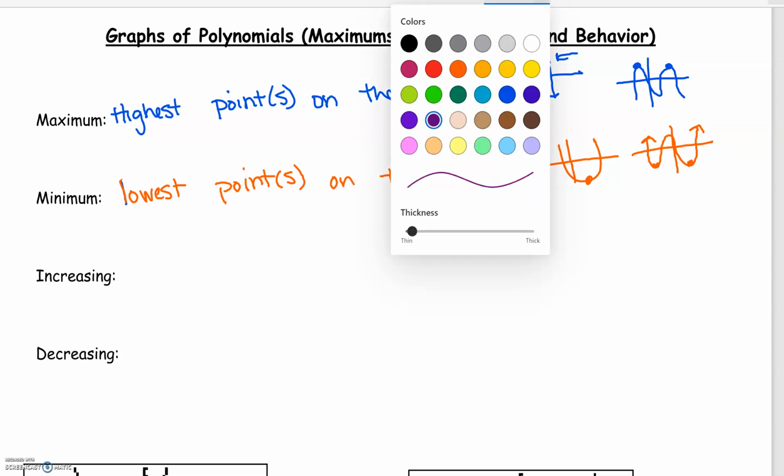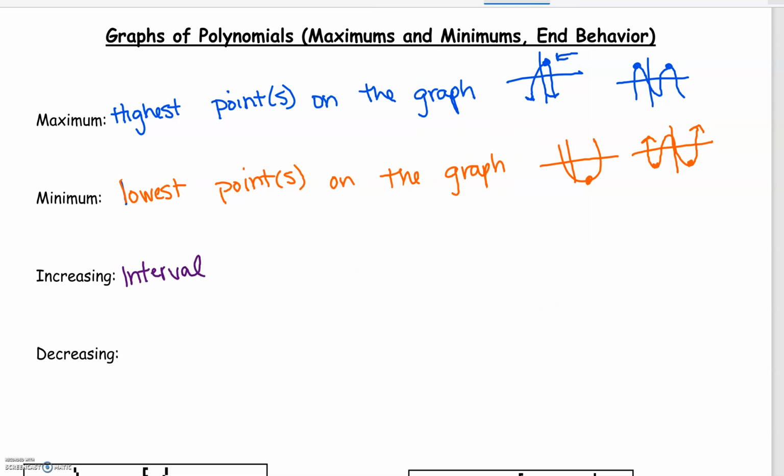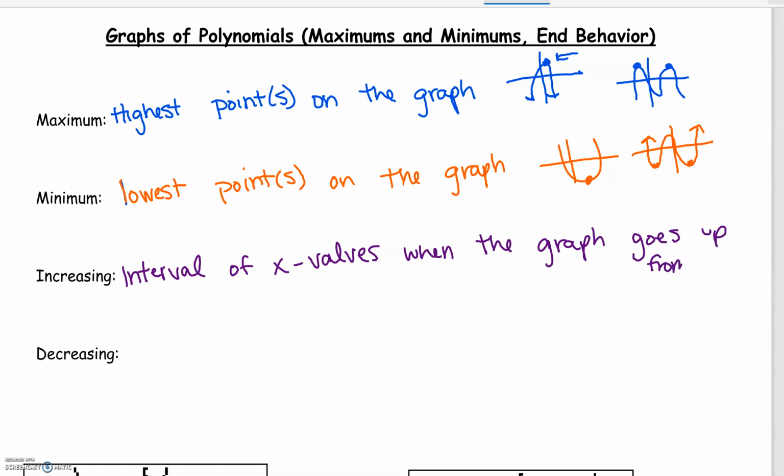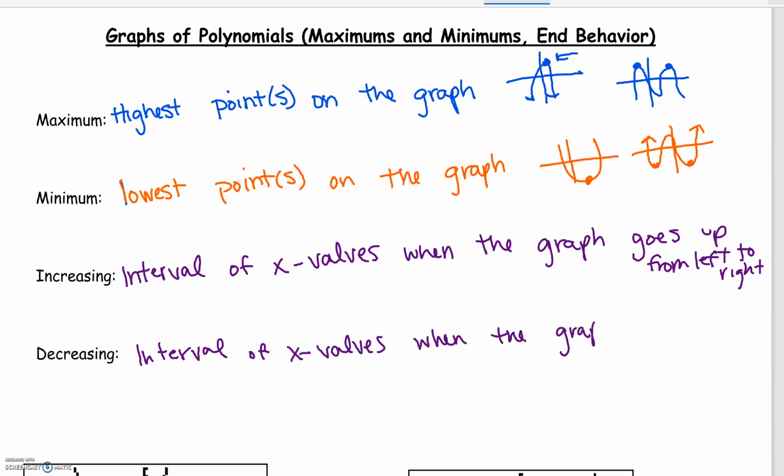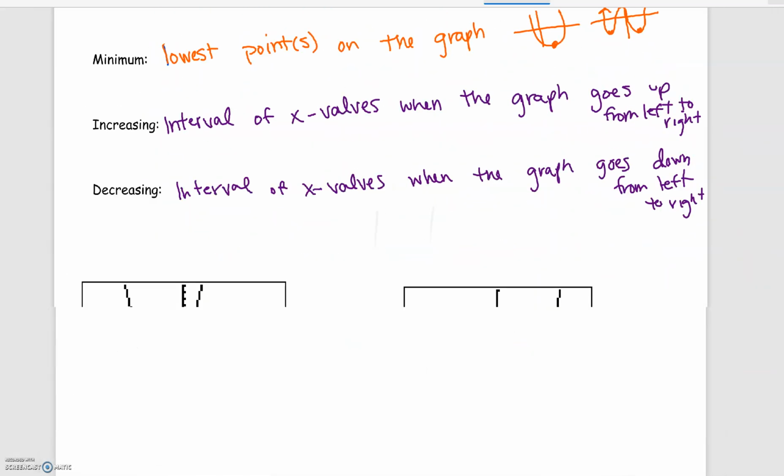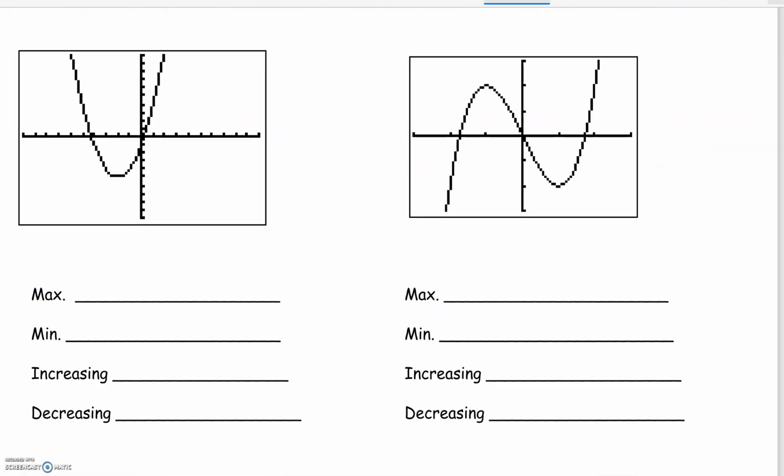Increasing is the interval, and I'm going to do it in interval notation, of x values. We always use the x's. It's when the graph goes up from left to right. And then the decreasing is the same interval of x values, but when the graph goes down from left to right. So let's go ahead and take a look at some of those examples, finding max, min, increasing, and decreasing.